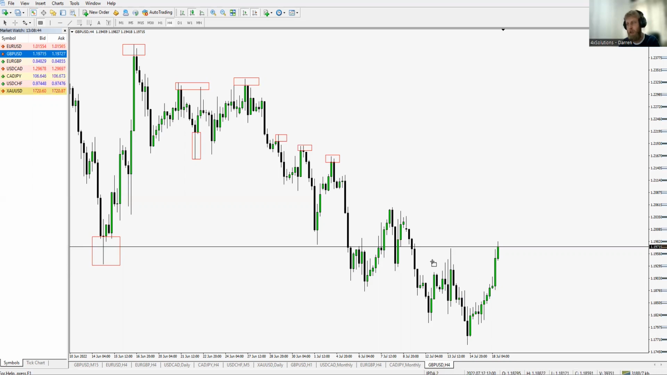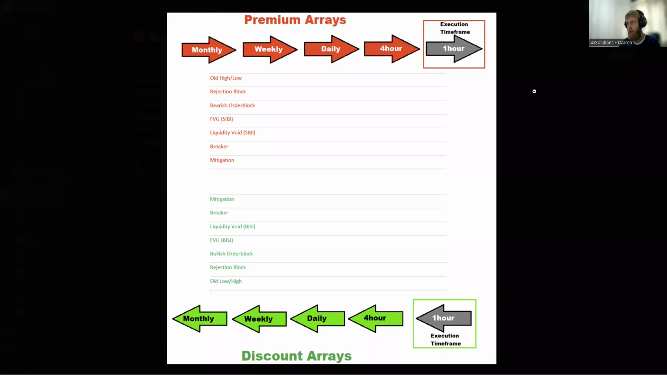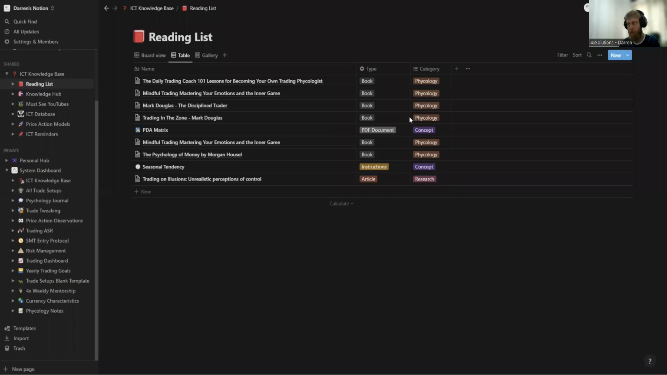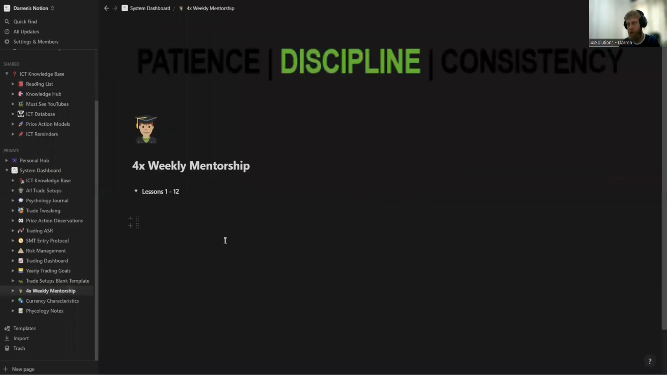All I am saying is that we can anticipate a rejection block to form off a previously traded level or another array, like I just showed you, where the weekly trades in and it's bullish, and then you go down to the daily or to the 4 hour, for example. So over here, let's look at this. This is where the next part of this comes in, which is this here.